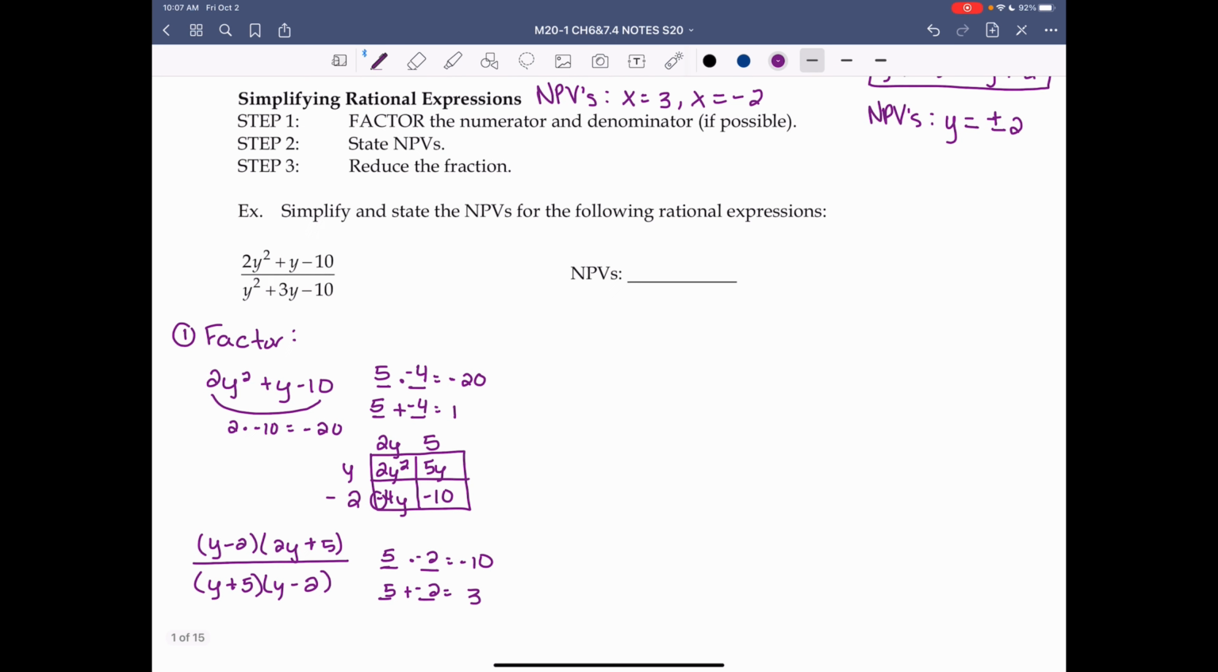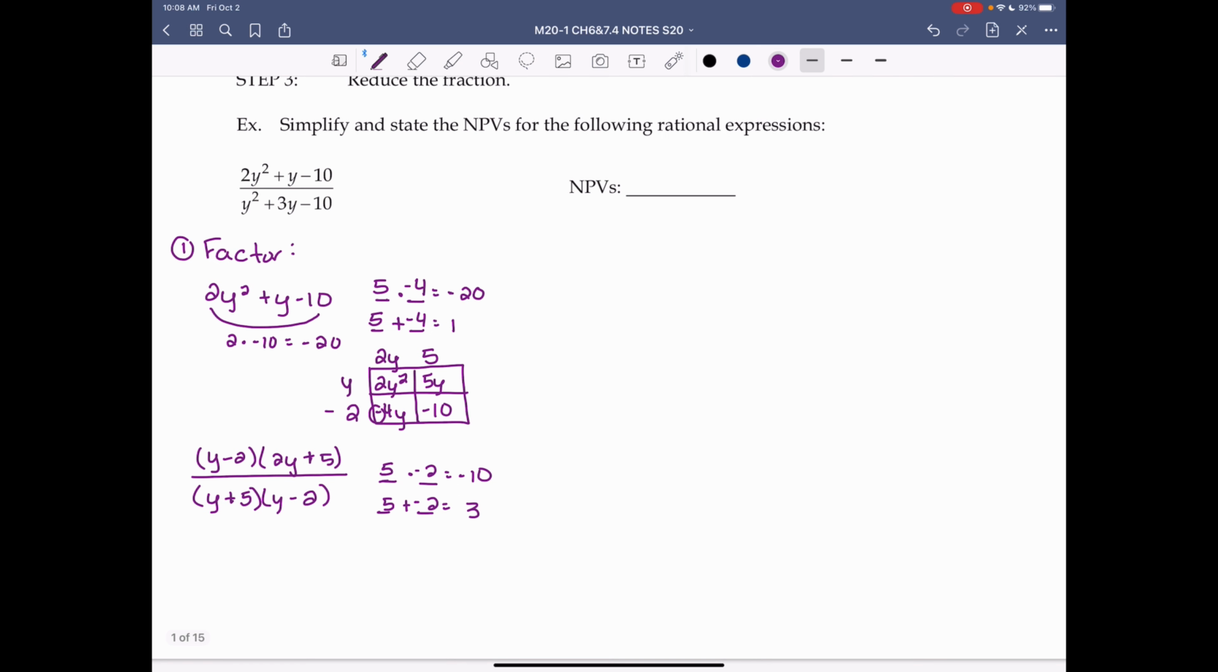Next step is to state our NPVs. Looking at the denominator, we have y plus 5 and y minus 2. We need to figure out what values of y would make those equal to 0, and then those values would be our NPVs. Y plus 5 equals 0 when y equals negative 5, and y minus 2 equals 0 when y equals 2. So our NPVs are negative 5 and 2.